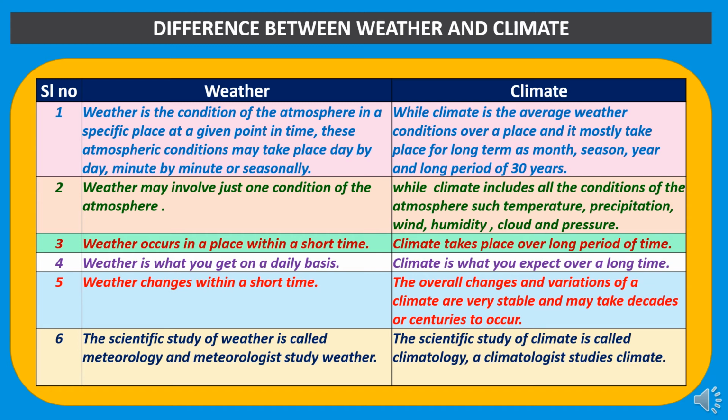And fifth, weather changes within a short time, and in case of climate, the overall changes and variations of a climate are very stable and may take decades or centuries to occur. And sixth, the scientific study of weather is called meteorology, and meteorologists study weather. In case of climate, the scientific study of climate is called climatology. A climatologist studies climate subject.